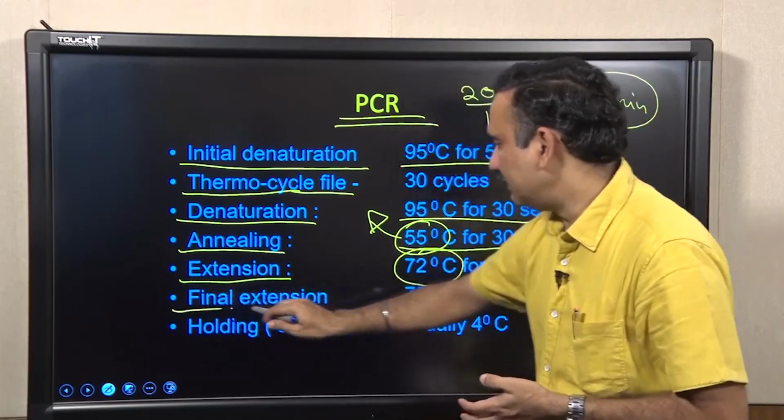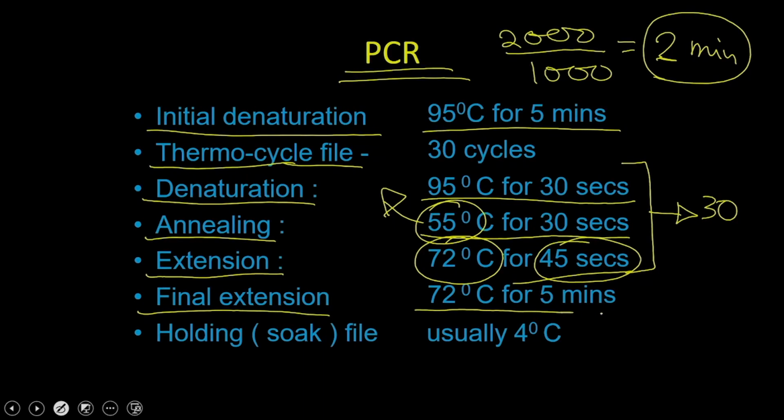And then you are going to have the final extension. The final extension would be at 72 degrees Celsius for 5 minutes, and then there will be a final hold where you ask the machine to keep the reactions at 4 degrees, because DNA is very stable at 4 degrees and cannot remain stable at higher temperatures. So, you can ask for the samples to be stored at 4 degrees.